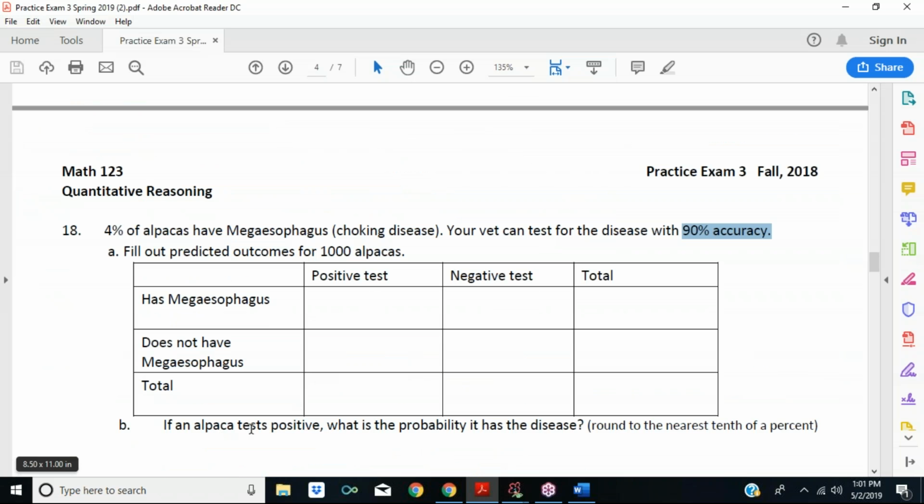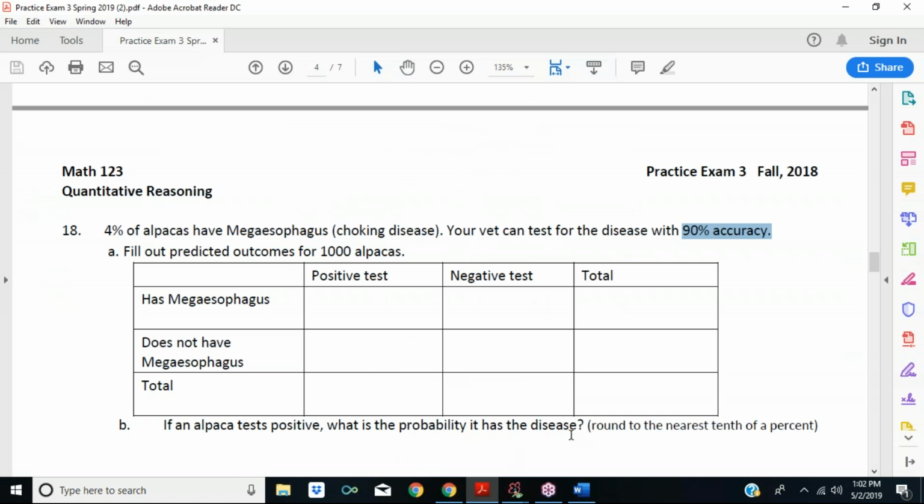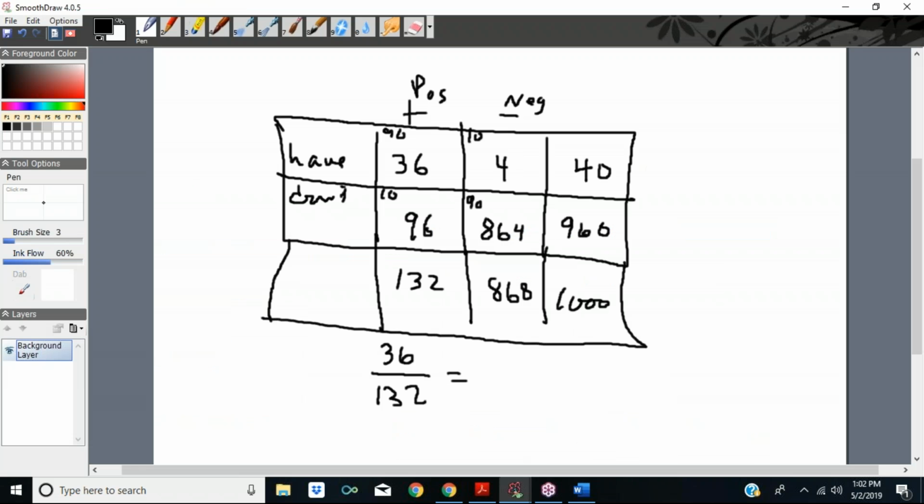So it says here, if an alpaca tests positive, what is the probability it has the disease? So this is a conditional probability. If they test positive, that's our denominator. What's the probability that they have the disease? So they have it, 36 out of 132. And let me grab my handy dandy calculator. 36 out of 132 looks like about 27%. Let me see if it wants us to round it anywhere. Round to the nearest tenth of a percent. So 27.3.